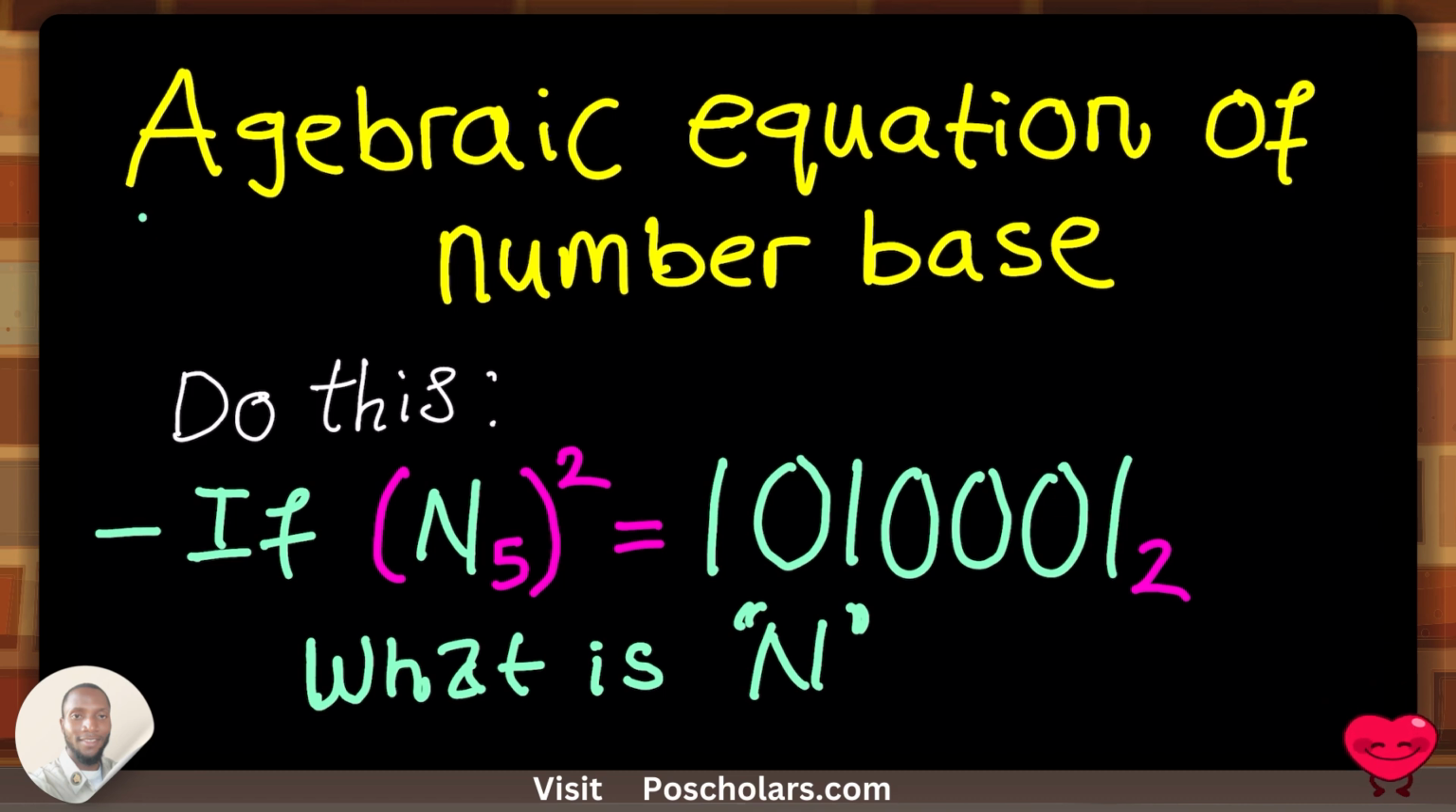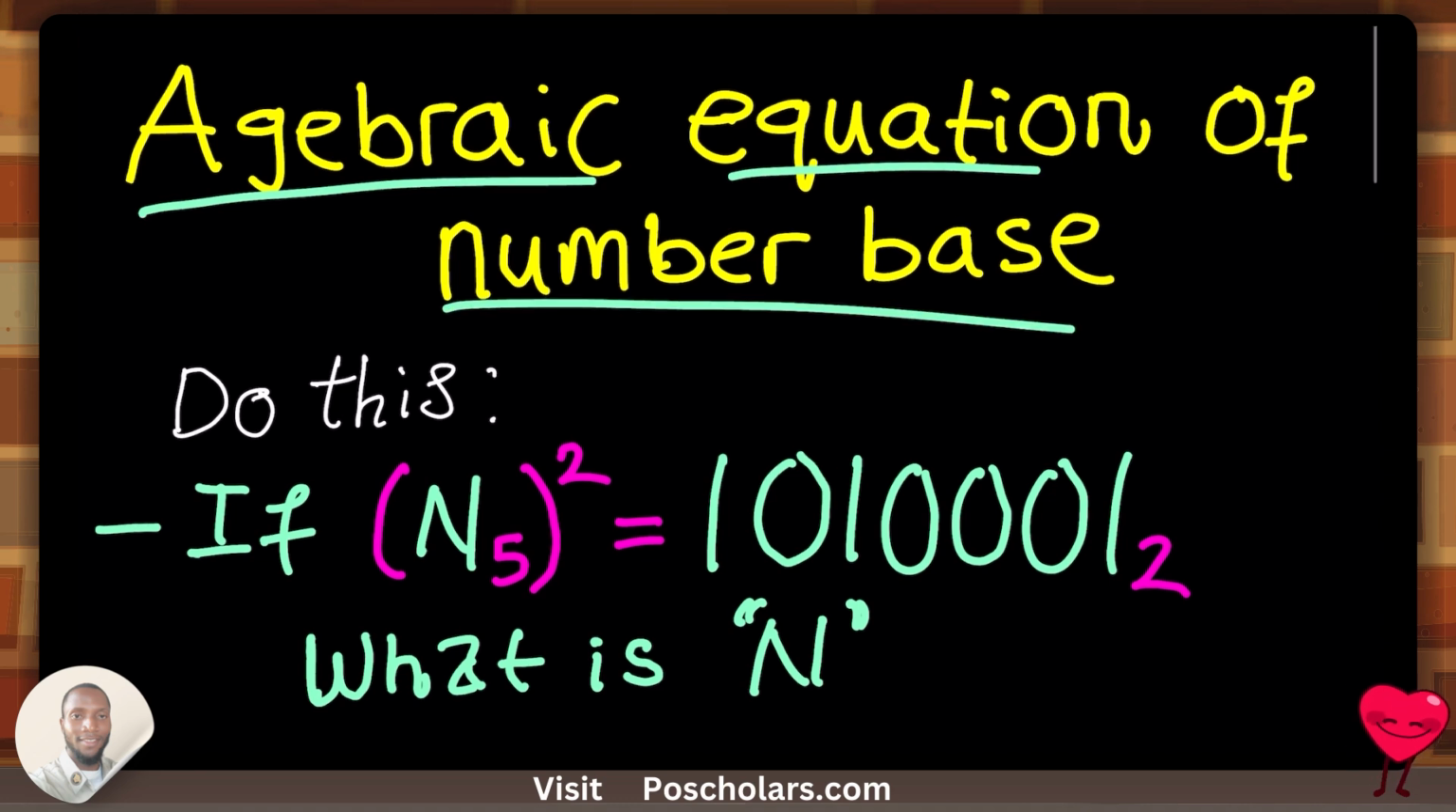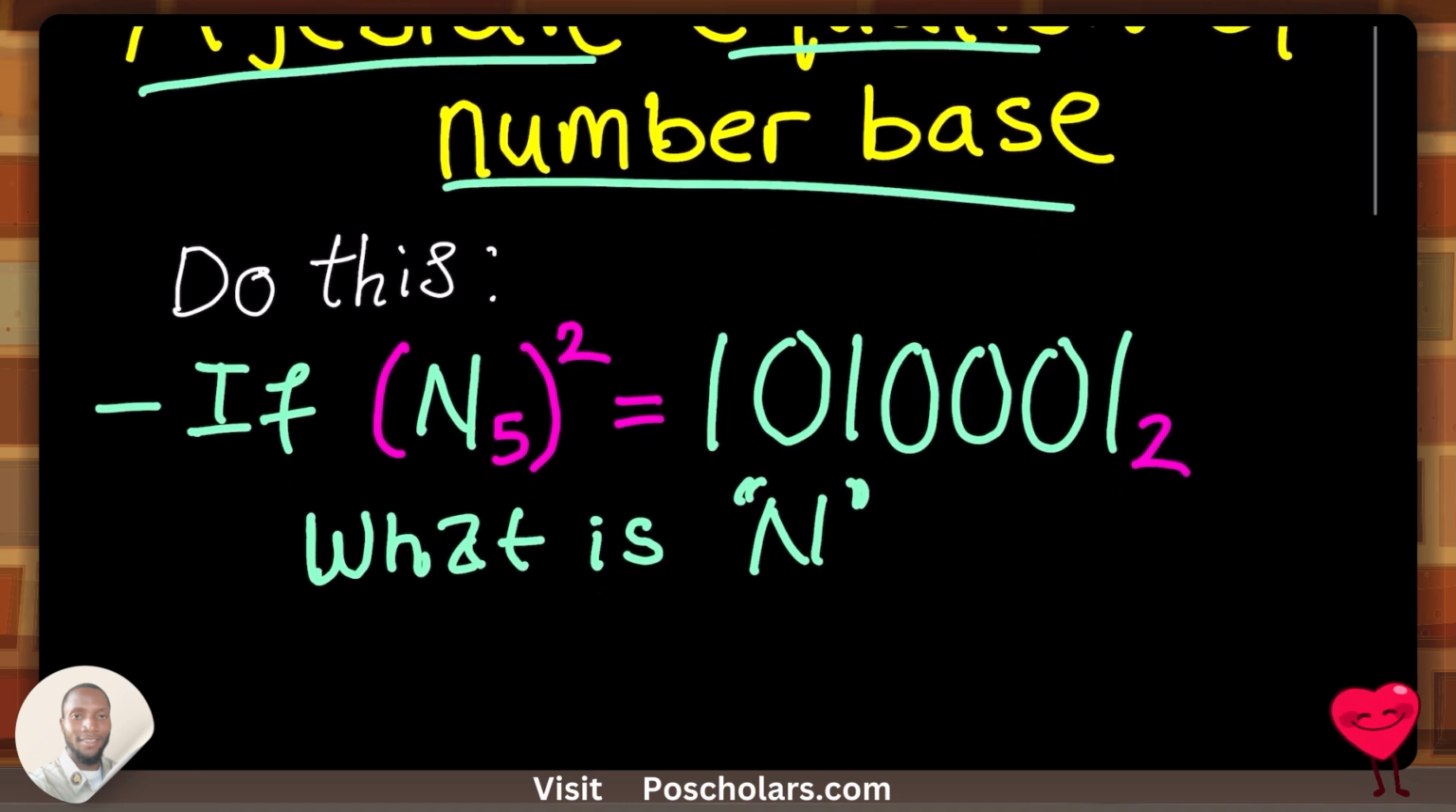Stick with me. So the title of this video is Algebraic Equation of Number Base, right? And we are going to solve just a question together. Now, the question says, if (n base 5) all raised to power 2 equals 10100001 base 2, what is n?